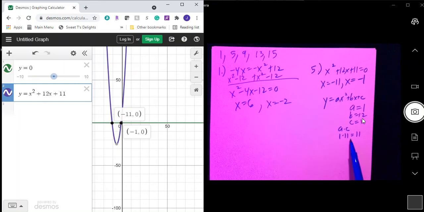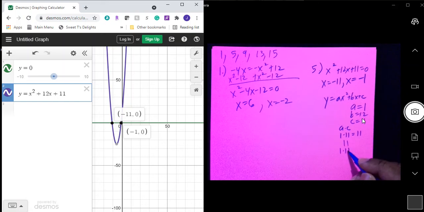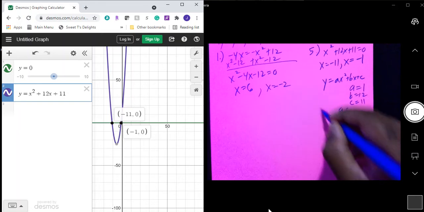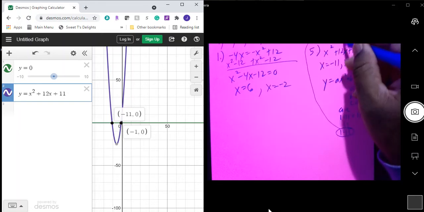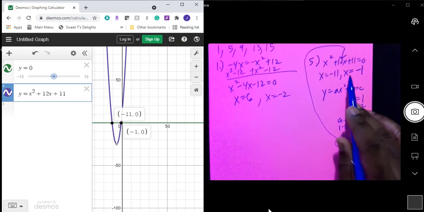And we already have that here because the only factors of 11 are 1 and 11. So 1 times 11 is 11, and 1 plus 11 is 12. Okay, now that we have that established, what we do with these two values is we substitute them in for the coefficient of x.